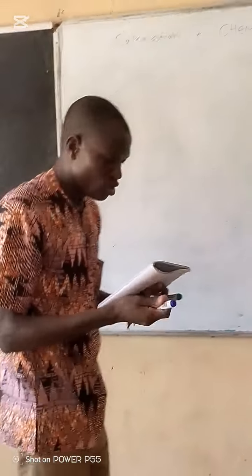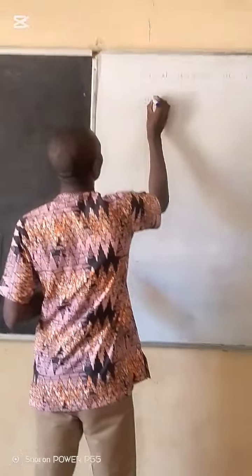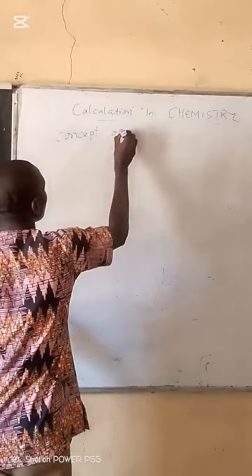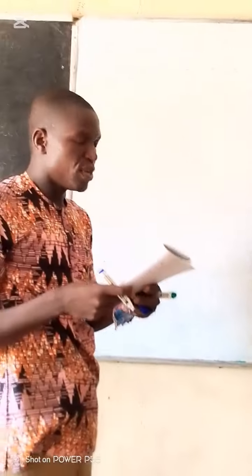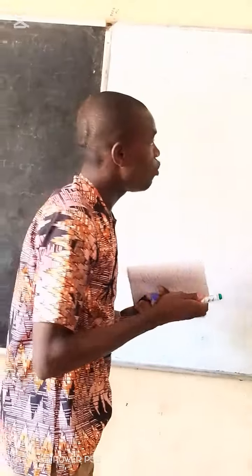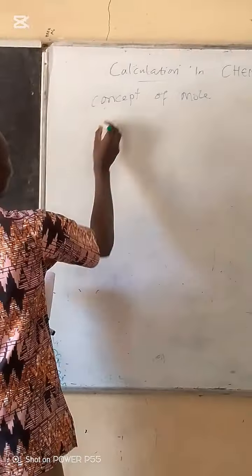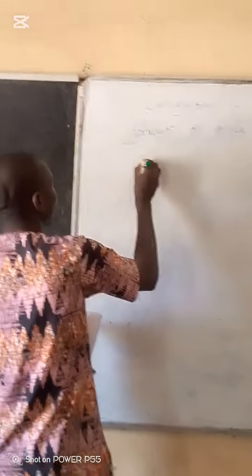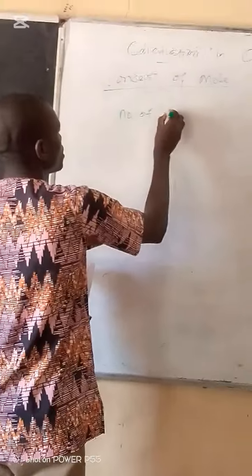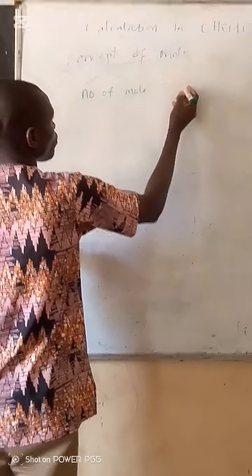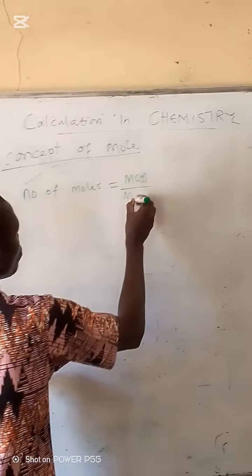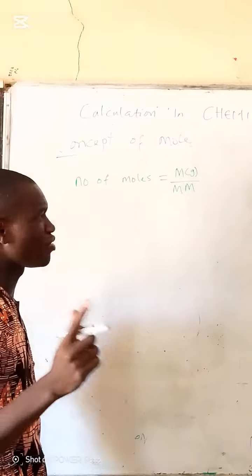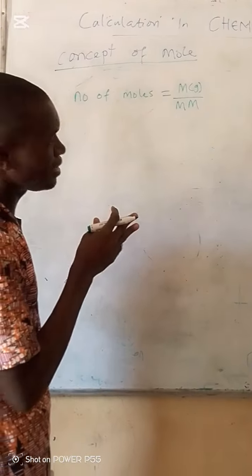All right. So under the concept of mole, let me make a little clarification. We have known how to calculate the number of particles. Now, what if you are asked to calculate the number of moles? Number of moles is always equal to mass in grams over molar mass. Never forget this formula.